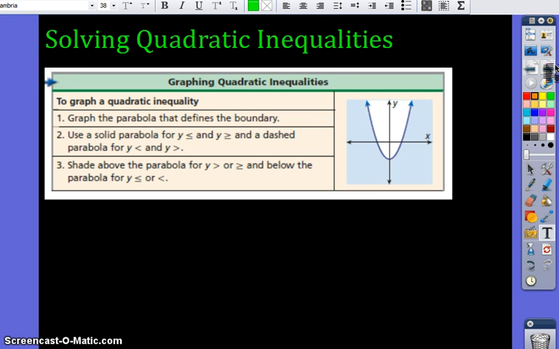The graph of the parabola is the boundary. If it's less than or equal to or greater than or equal to, we're going to use a solid line. And if it's less than or greater than, we're going to use a dashed line. If it's greater than or equal to, we're going to shade above the parabola. And if it's less than or equal to, we're going to shade below the parabola.